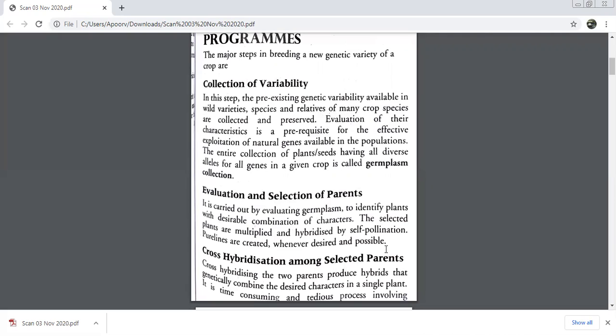So the first step I discussed with you was collection of variability, in which we collect different species, which is known as germplasm collection. And the second is evaluating and selecting parents of these kinds. I mean, after you've collected the germplasm, you're going to evaluate these parents. Now very quickly, I'll scroll down. We're going to read the next step. It's a very simple topic. Last topic of your syllabus.